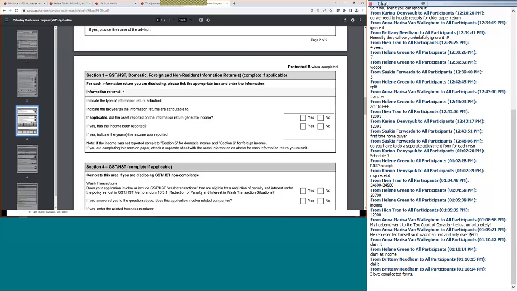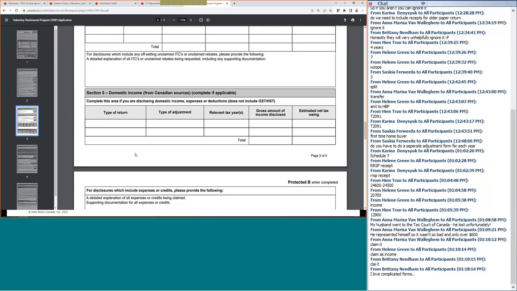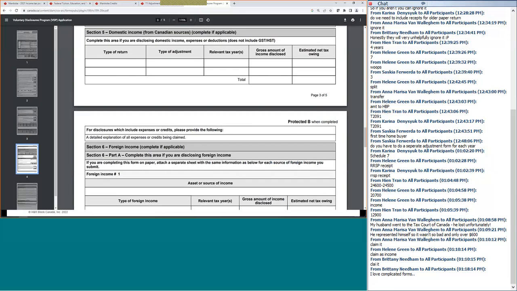Okay? And then you're going to say what's happened. So you're going to skip the GST section because you're not going to do GST returns. You're going to be dealing mostly with domestic income. What type of return? Are you filing an adjustment or are you filing an actual year? So is it a personal return or an adjustment? Which year? How much income is on that year's return? What's the total income on that year's return? How much net tax is owing on that return? Total it together.